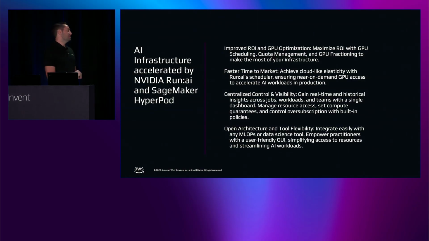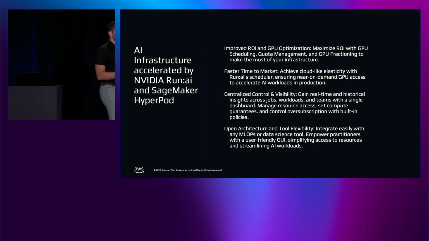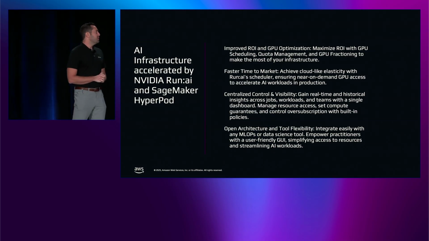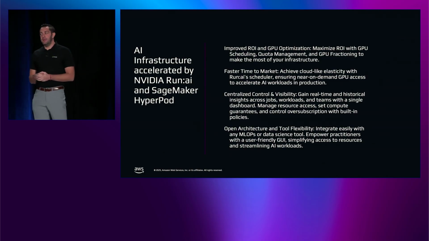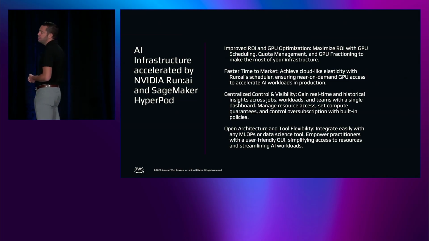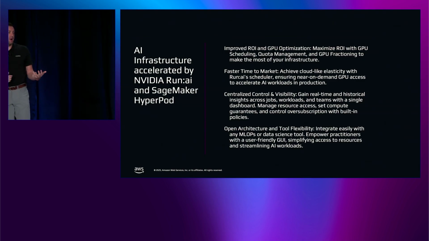Okay, so I talked a lot about Run AI. I wanted to set the stage in terms of the product so you understand it and some of its core capabilities. Now, I want to talk about some of the unique things that we've done with AWS and SageMaker HyperPod.